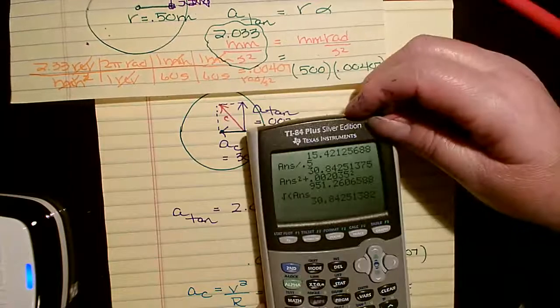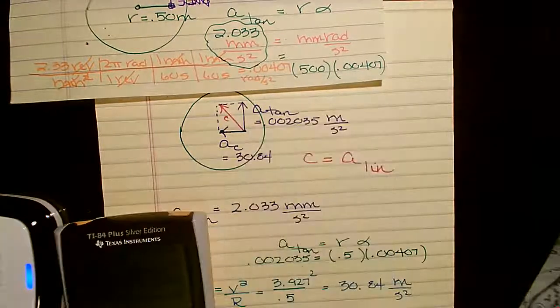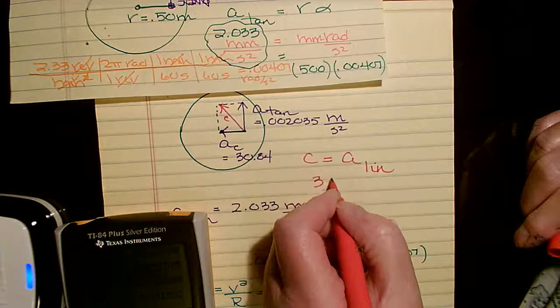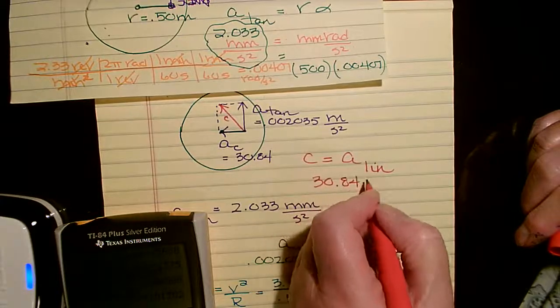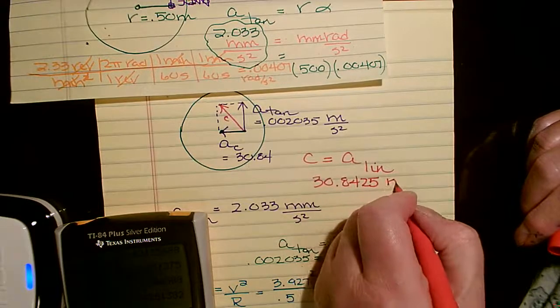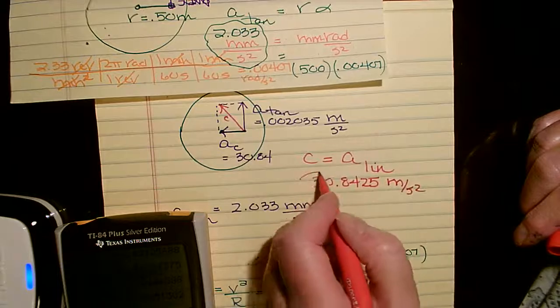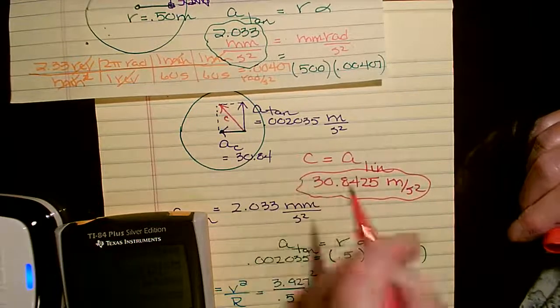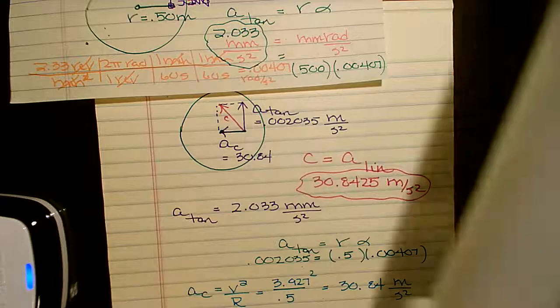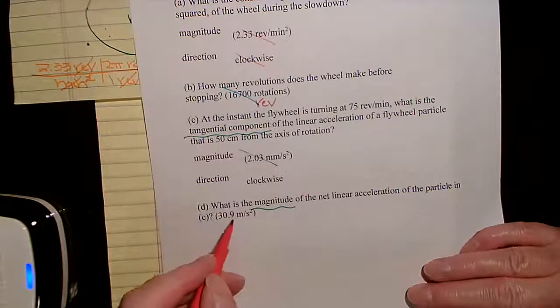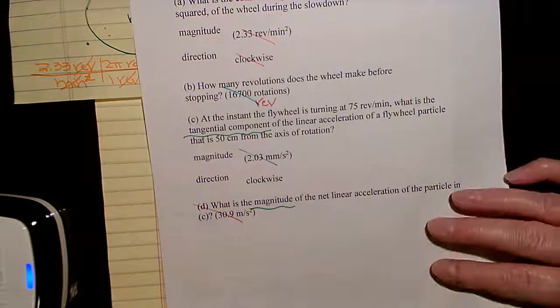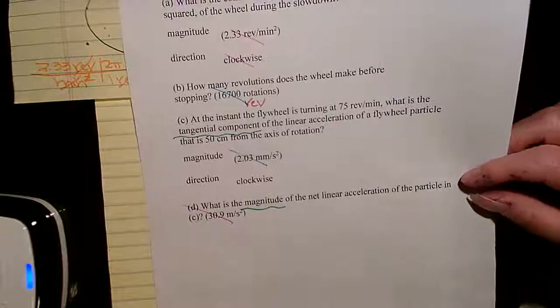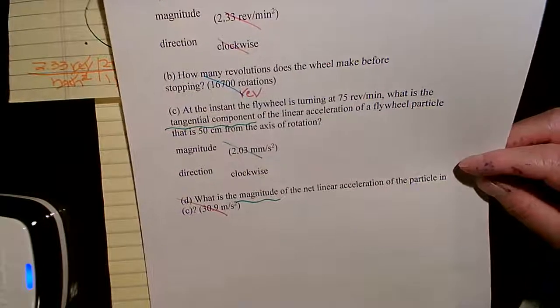And we get 30.8425. So we'll take it. 30.8425 meters per second squared. All right, and they have 30.9. Close enough. Close enough.